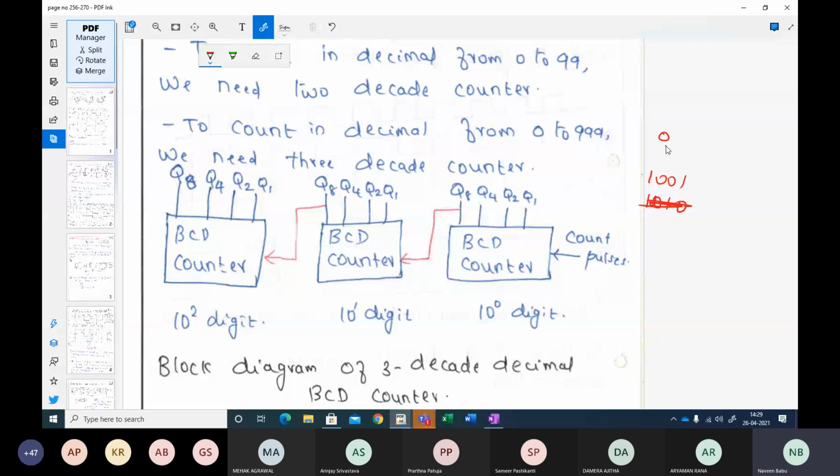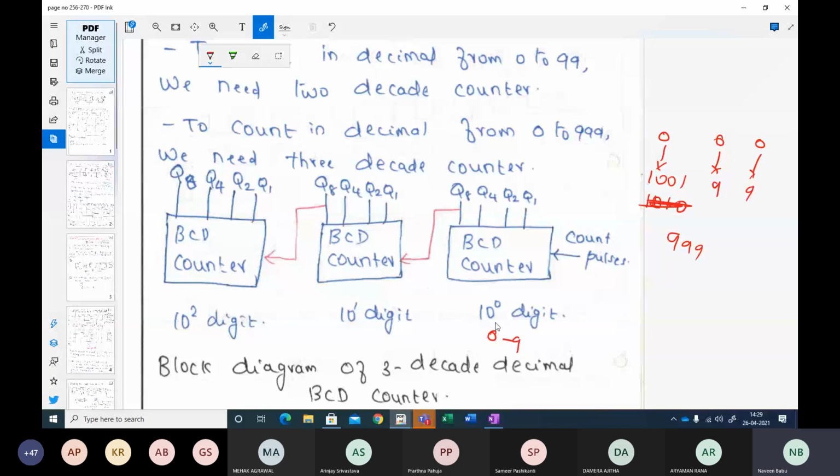So the first BCD counter will count from 0 to 9. The second BCD counter will also count from 0 to 9, and the third BCD counter will also count from 0 to 9. If we have these three counters, then the maximum counting that we can do is till 999. That's the logic. So how do we do that? Let us assume the first BCD counter which can count from 0 to 9. Am I right?